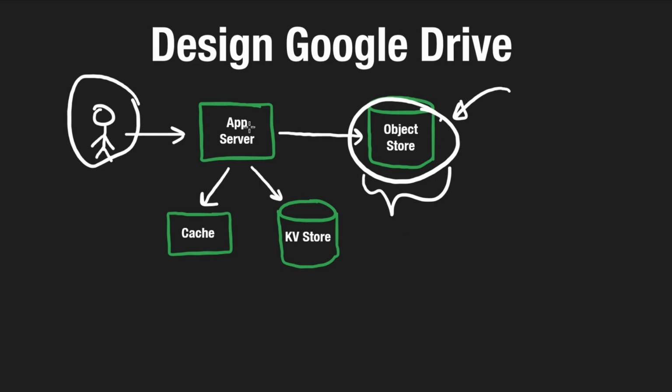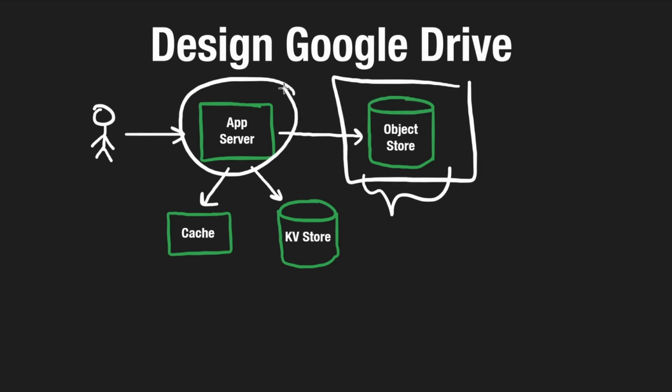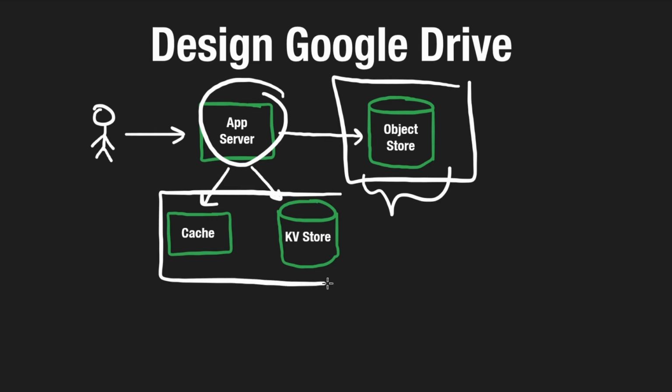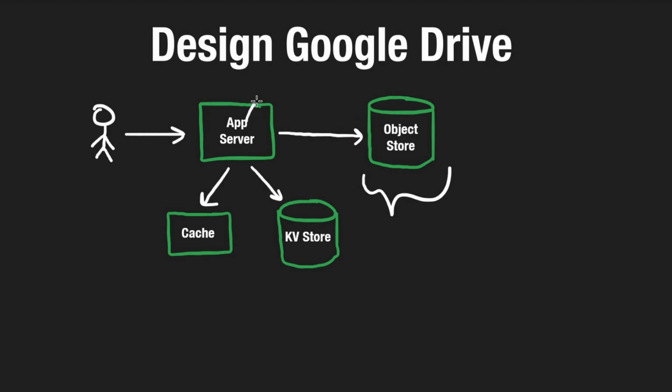But in this case, we would probably want to restrict access to our object store only to our own app servers. So if a user is trying to access a file, our app server will be able to determine if they have access to it in the first place, probably using our KV store and some authentication token from the user, and only then would it directly read the file and then respond with the file.